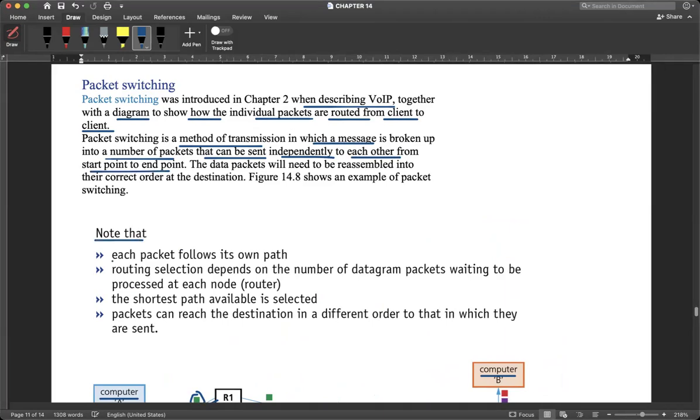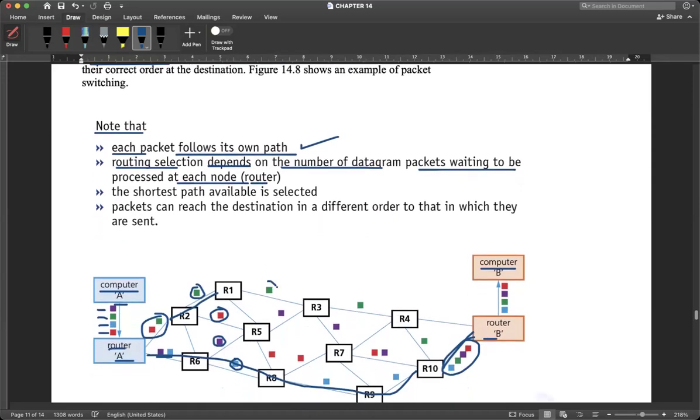Note that each packet follows its own path. We know this. Routing selection depends on the number of datagrams waiting to be processed at each node or route. Guys, this happens automatically. Like you said, sir, why does the green choose R2, R1, then R3, R4? This does not happen manually. Actually, the packets are going to choose their own route. So it happens automatically. The shortest path available is selected.